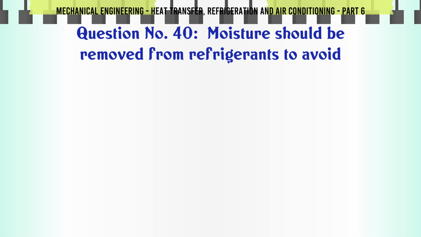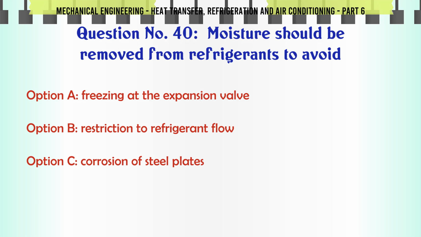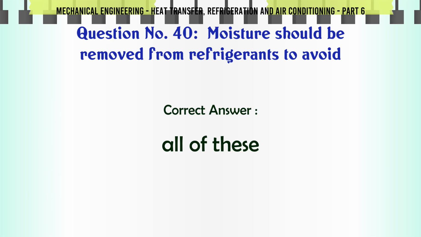Moisture should be removed from refrigerants to avoid A. Freezing at the expansion valve. B. Restriction to refrigerant flow. C. Corrosion of steel plates. D. All of these. The correct answer is all of these.